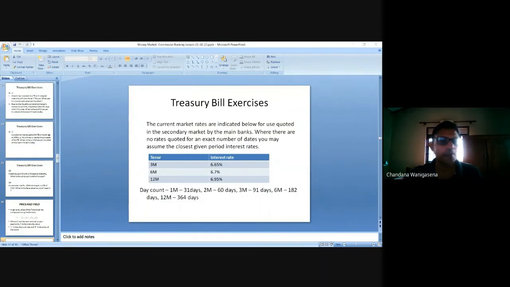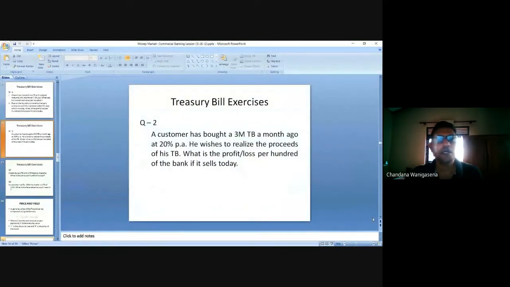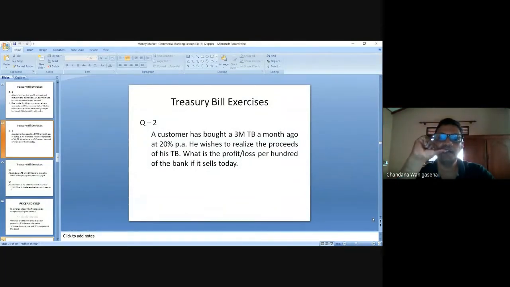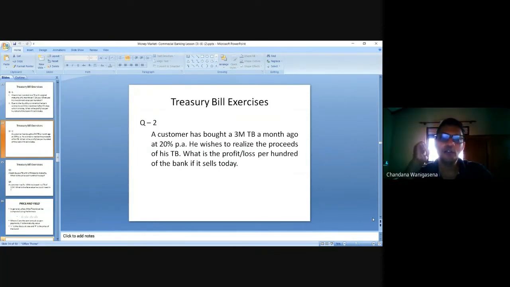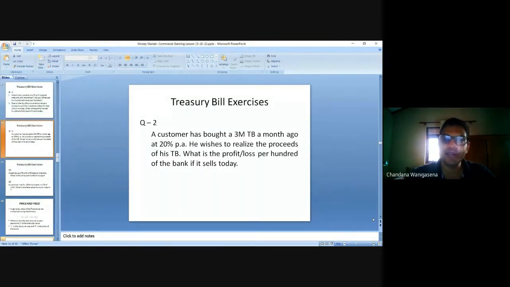Right. Similarly, go to the next one. A customer has bought a 3-month bill at 20%. He wishes to realize the profit or loss today. So similar thing. So those who could not answer the first question should be able to answer this one. Very much similar. So just to practice, you get it right. I hope you can get it right. So I'll give you another 5 minutes for you to work it out. So we'll come back with the answer shortly.